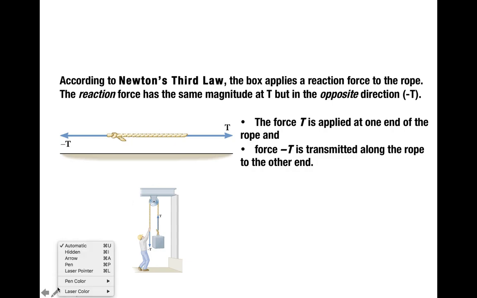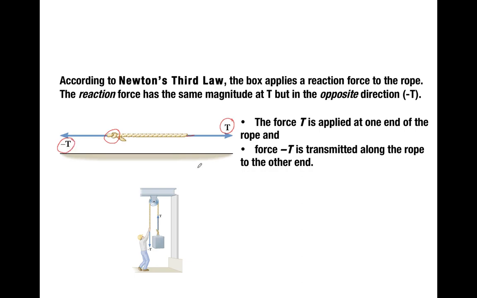So whenever you have a rope, at one end you're going to have a tension force pulling in one direction. And if the rope is attached to something, that object at the very end of the rope is going to pull on the rope in the opposite direction and apply a force of negative T.